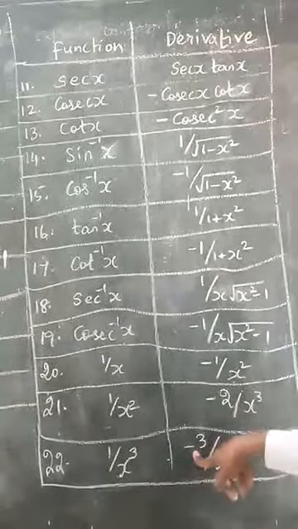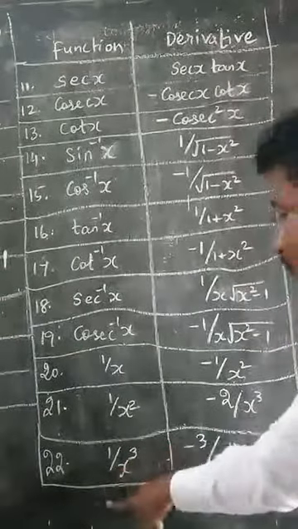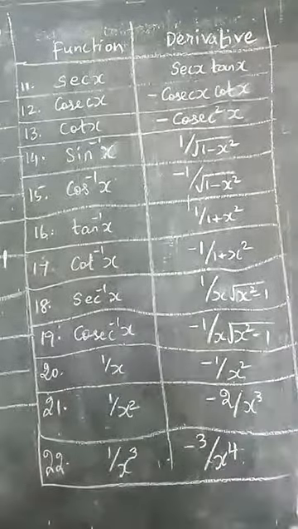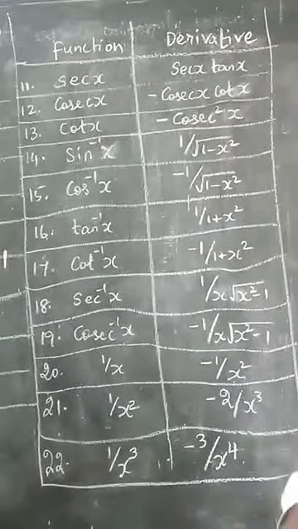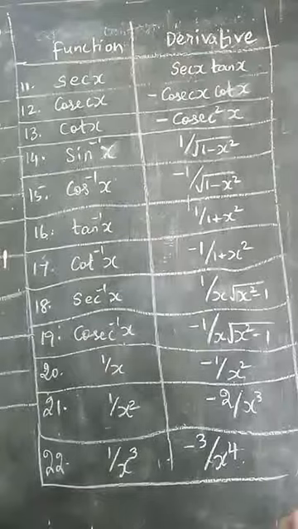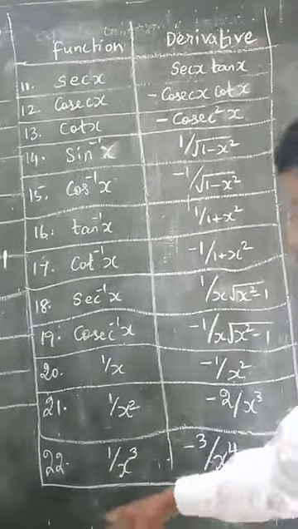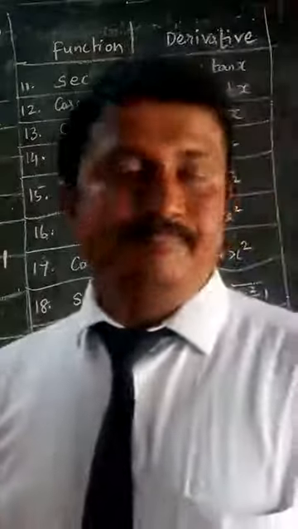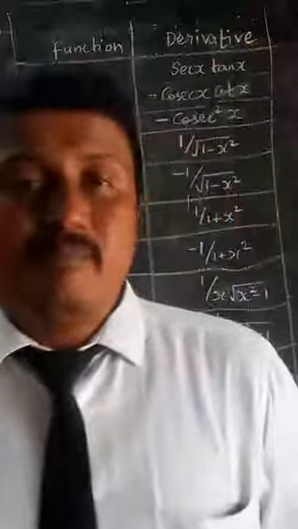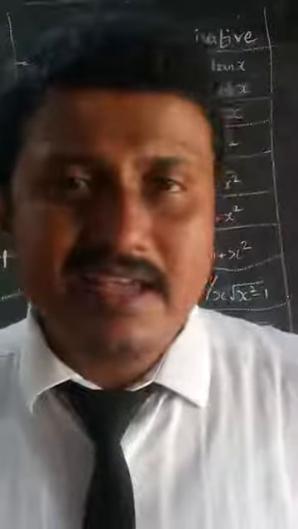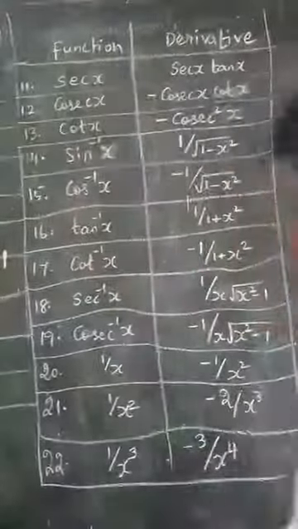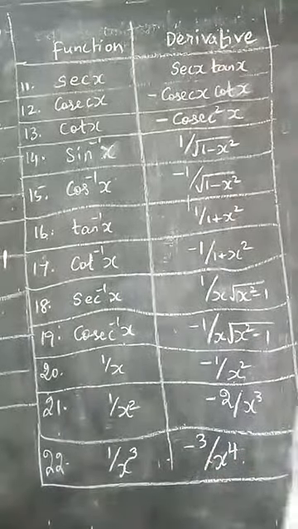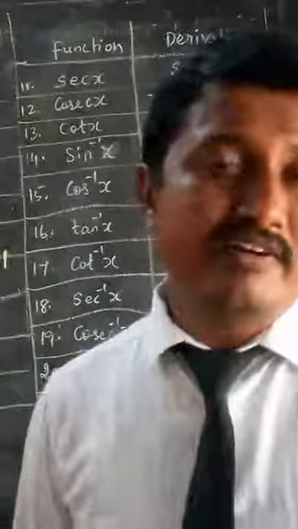So immediately I can ask you one question. What is the answer for 1 by x power 4? If you can tell immediately, then you have memorized the formulas thoroughly. That is the meaning. The answer for 1 by x power 4 is minus 4 by x to the power of 5. Even if I say 1 by x power 100, immediately I can say the answer: minus 100 divided by x to the power of 101.